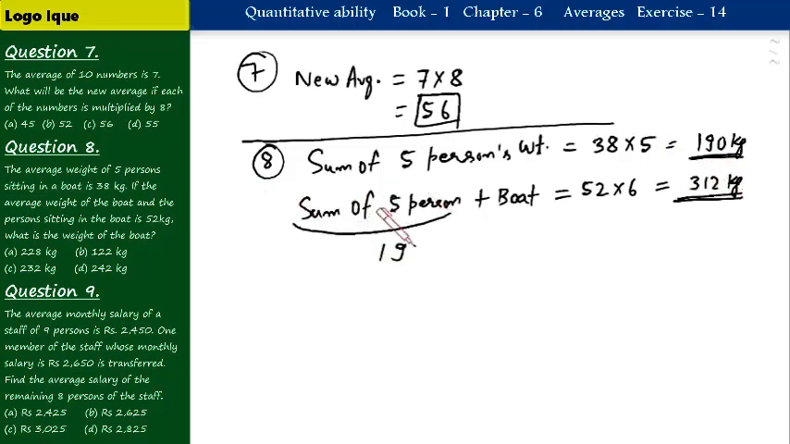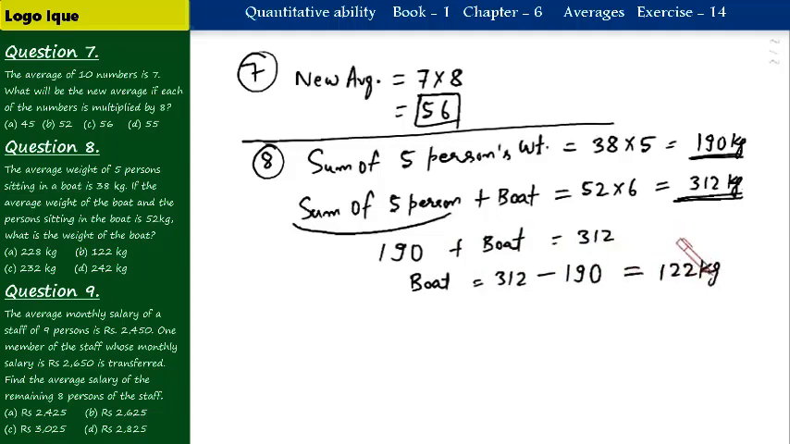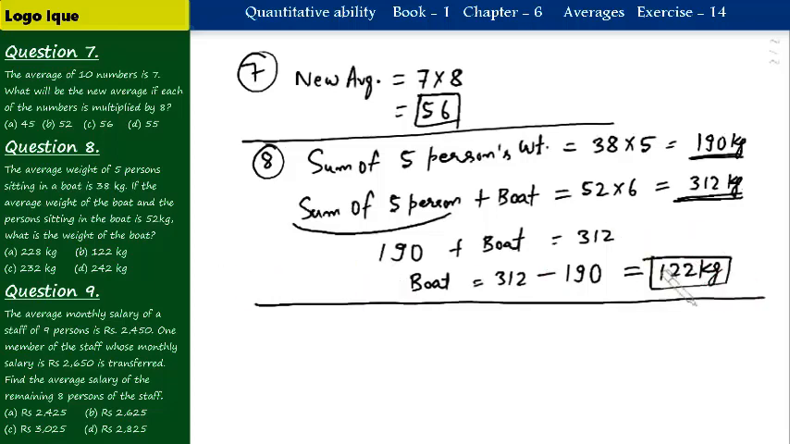We have already calculated the sum of 5 persons, that is 190, plus the boat, that is equal to 312 kg. So very clearly the boat is equal to 312 minus 190. That should be equal to 122 kg. Okay, so the weight of the boat is 122 kg.